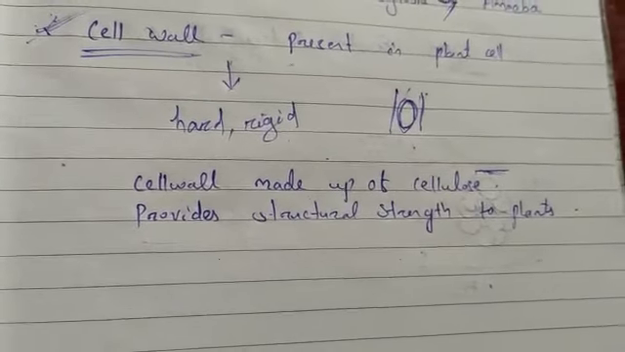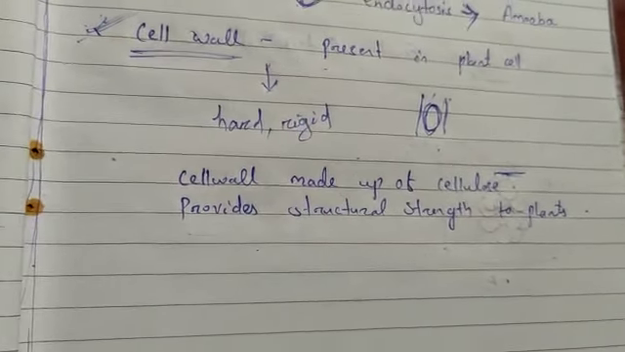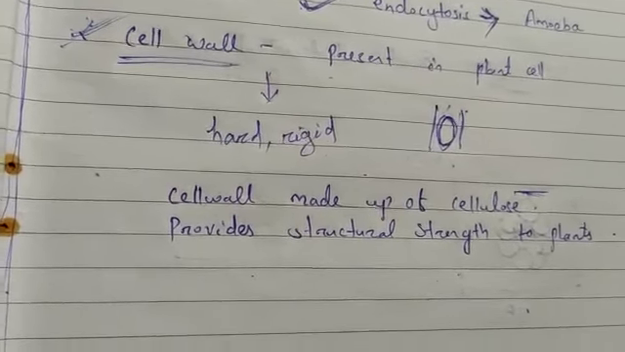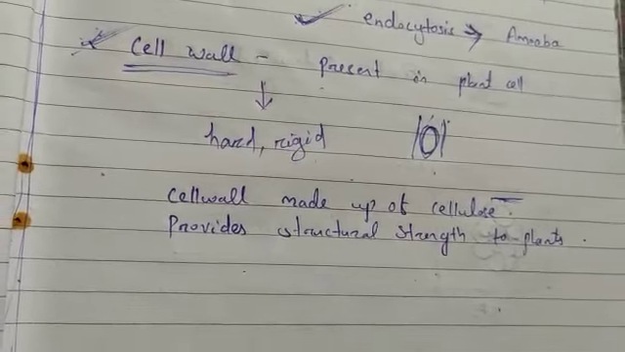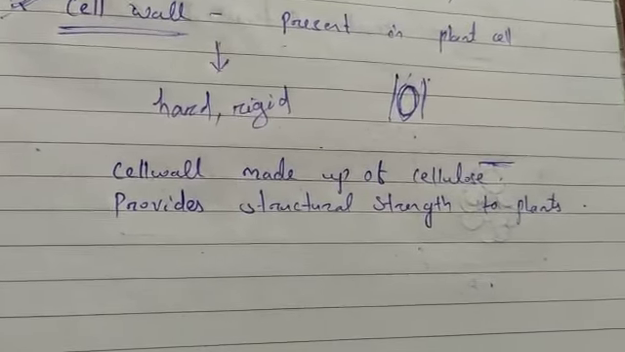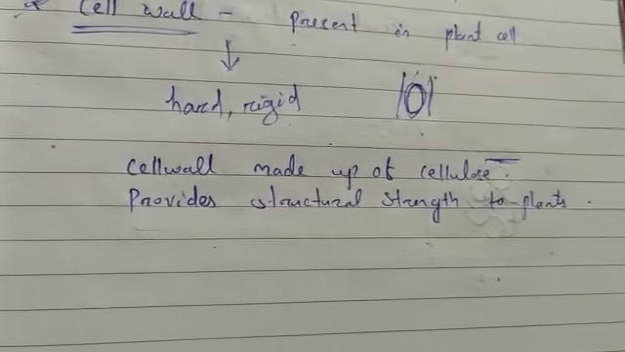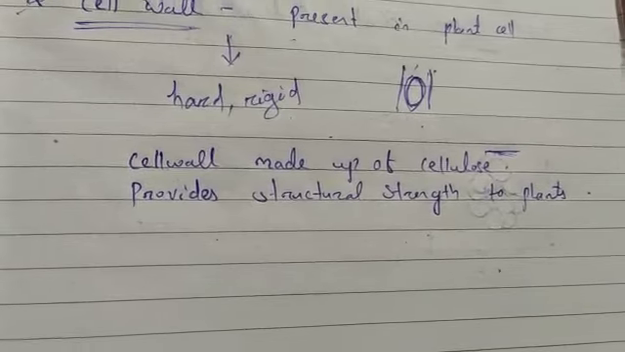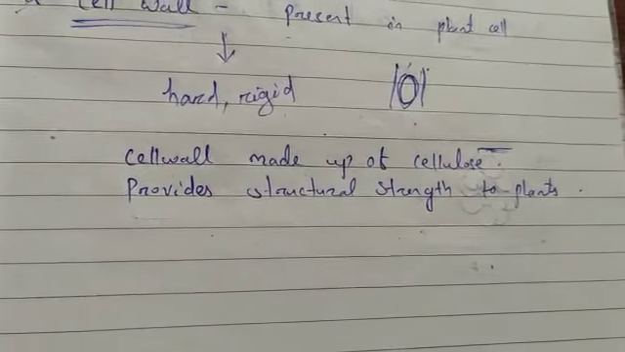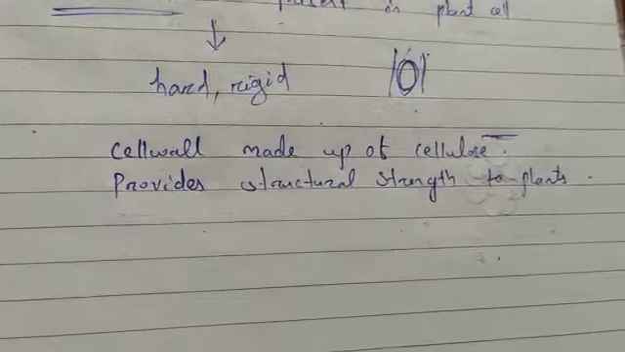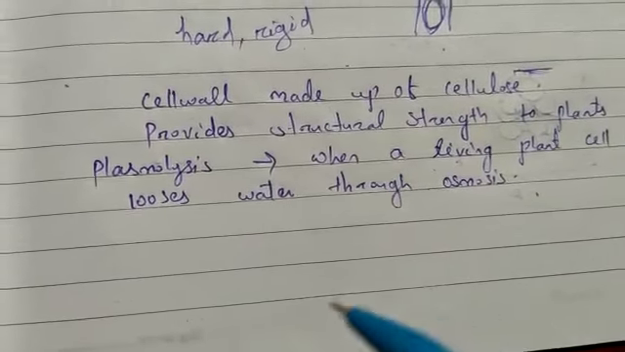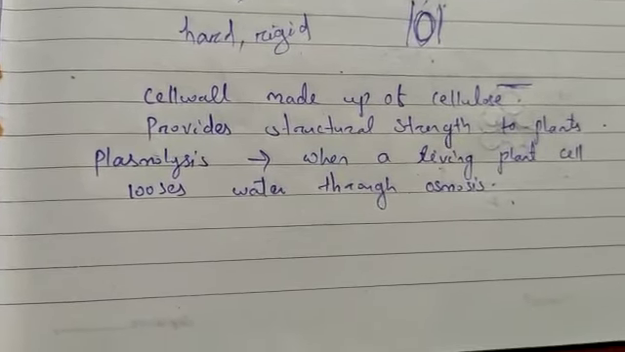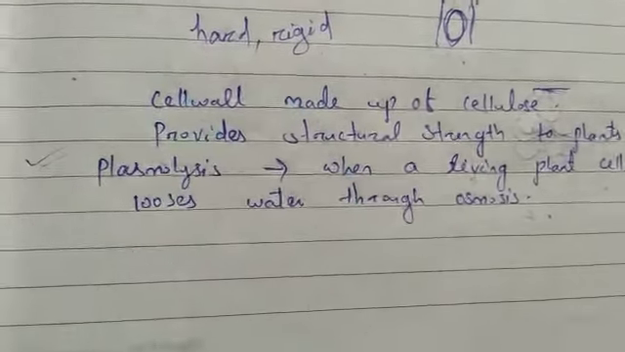When a living plant cell loses water through osmosis, there is a shrinkage or contraction of the contents of the cell away from the cell wall. That process is called plasmolysis. Plasmolysis takes place when a living plant cell loses water through osmosis, and there is contraction of the contents. That is why the process is called plasmolysis.